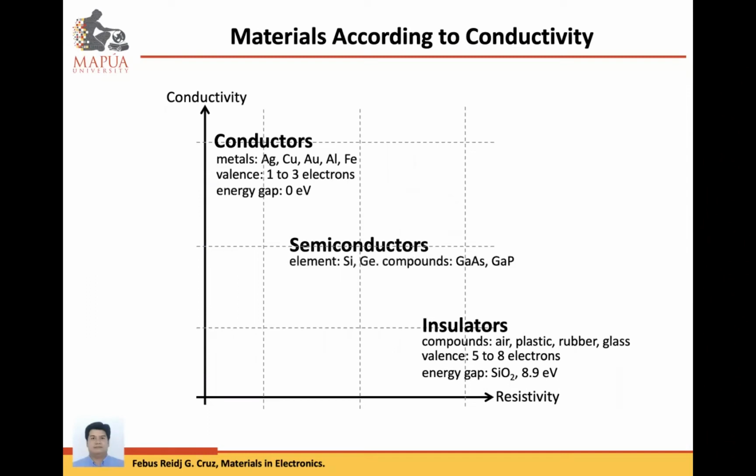Now for the semiconductors, these are available in elements as well as compounds. The most common elemental semiconductors are silicon and germanium, while the most common compound semiconductors are the gallium compounds: gallium arsenide and gallium phosphide. The number of valence electrons of semiconductor materials is 4, in between that of conductors and insulators. So the energy gap is also in between. For silicon, the energy gap is 1.12 electron volts. Again, energy gap is the amount of energy needed to be applied on a single electron to have electrical current.